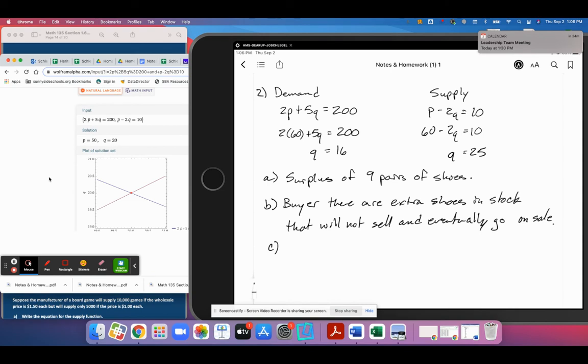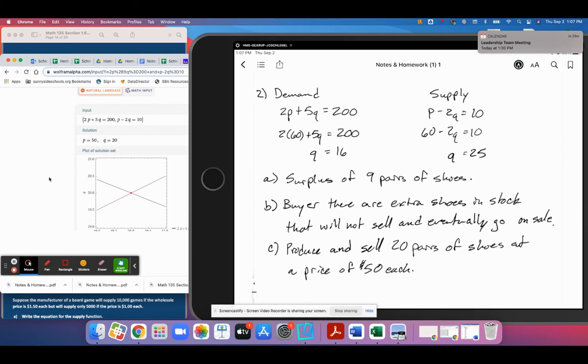So if we were the CEO, we should produce and sell 20 pairs of shoes at a price of $50 each. Okay. And you'll notice that the price is a little bit lower than it was originally. We tried this, we tested this with a price of 60.